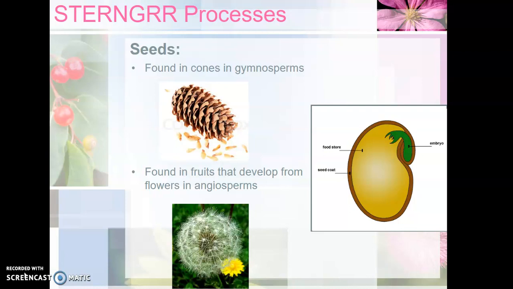A seed contains a baby plant. Look at the picture. You can see the embryo right there inside the seed, along with a source of food for the embryo. It's not able to photosynthesize because it's not exposed to the sunlight. This is why when you eat seeds like beans, for example, you're getting a lot of nutrition because you're actually eating the food that was stored up for the baby plant.